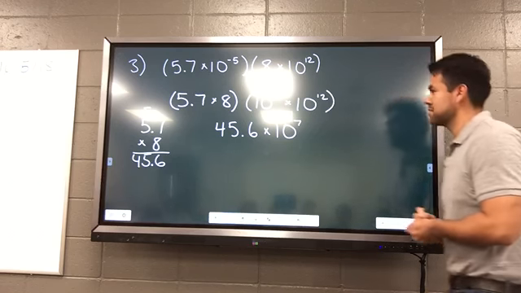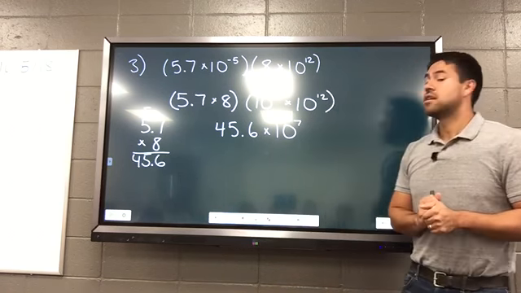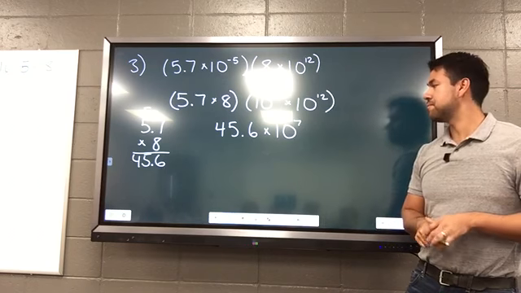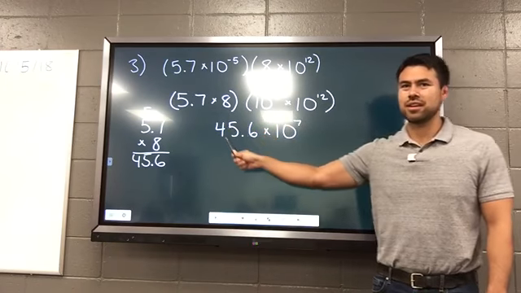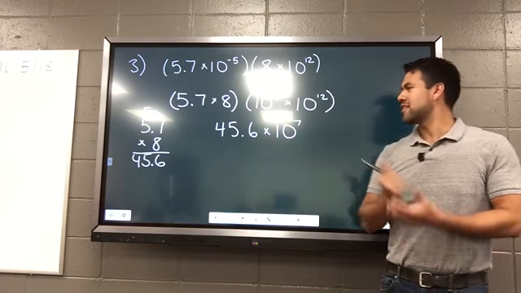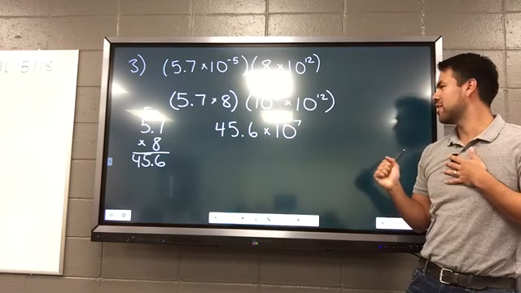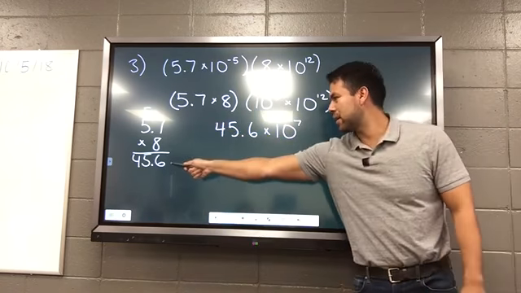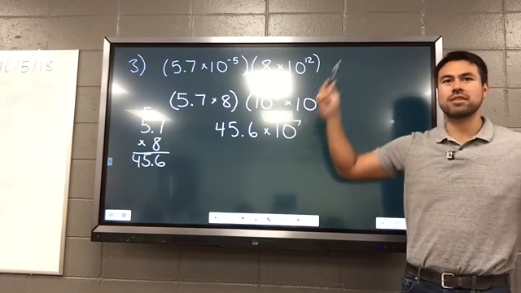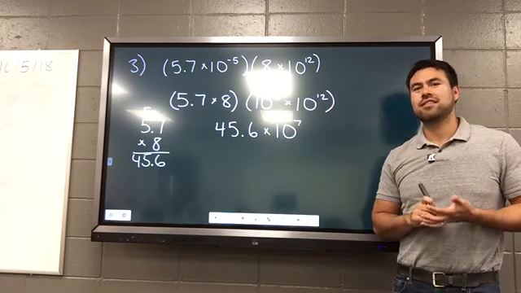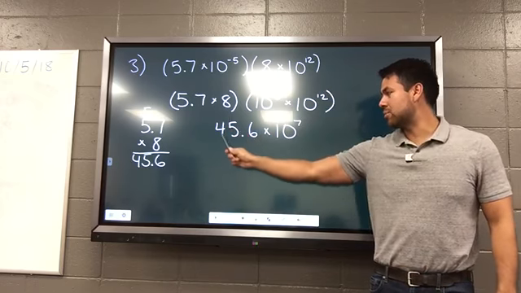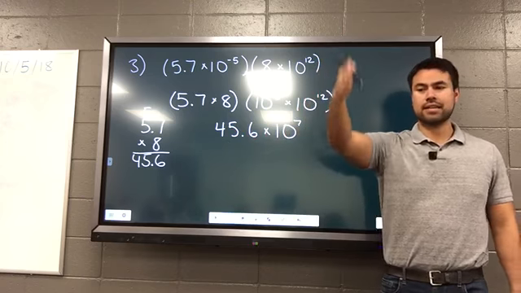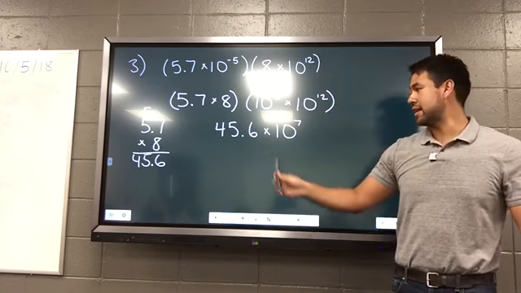It's 10 to the 7th power because 12 minus 5 is 7. Okay, but is this my answer? No. Hudson, what do you think? Yes. Okay, it looks good, doesn't it? Wait. Did I multiply that right? Yeah, I did. So what's wrong with it? It's too big. This number, which is called my A number, is not in between 1 and 10.